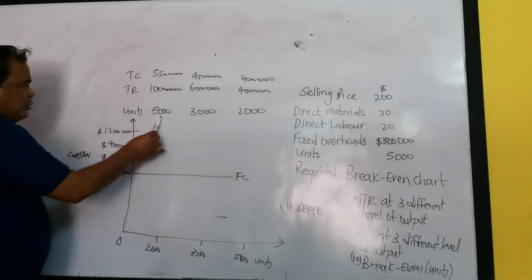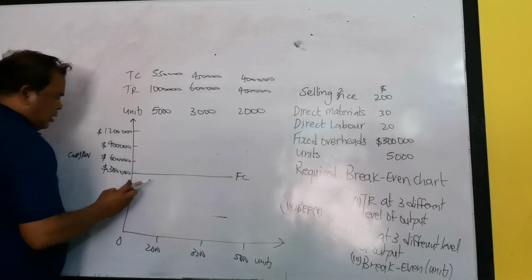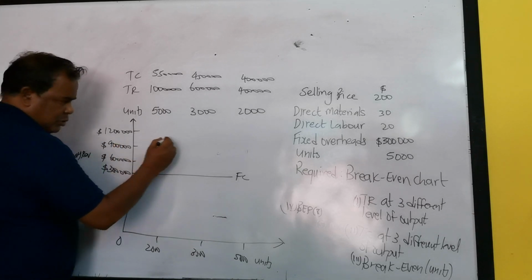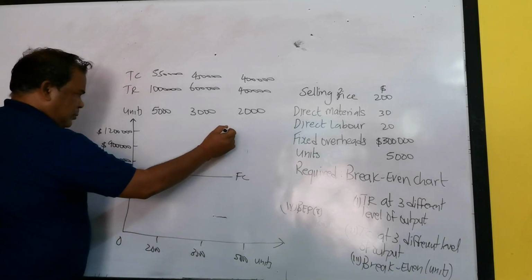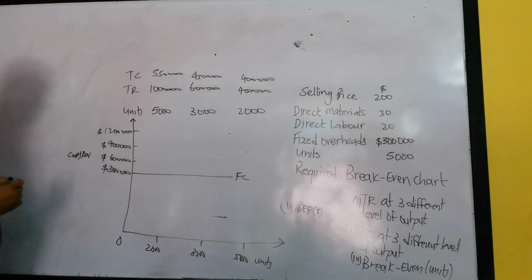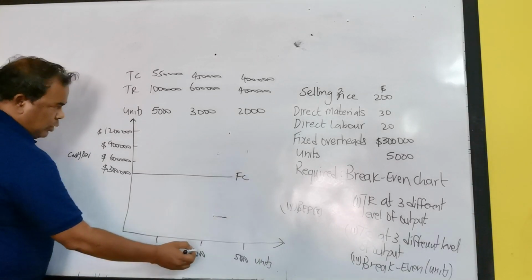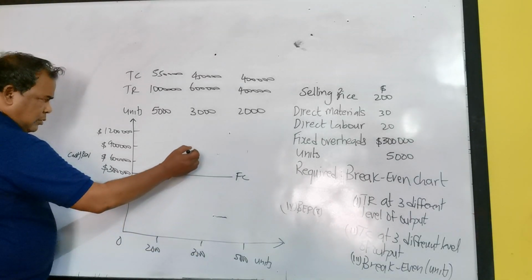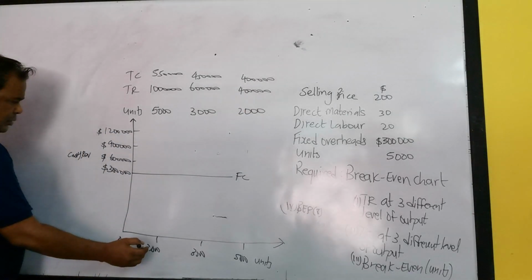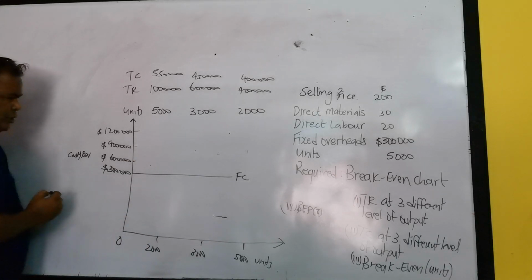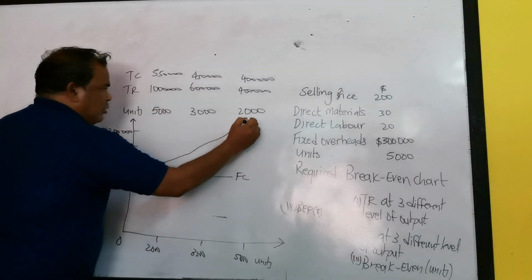When output is 5000 units, we take revenue. When output is 5000 units, what is the total revenue? 1 million, approximately, somewhere here. Okay, and then when output is 3000 units, total revenue 600,000, approximately. And then when 2000, 400,000, approximately somewhere here. So we'll have the break-even.